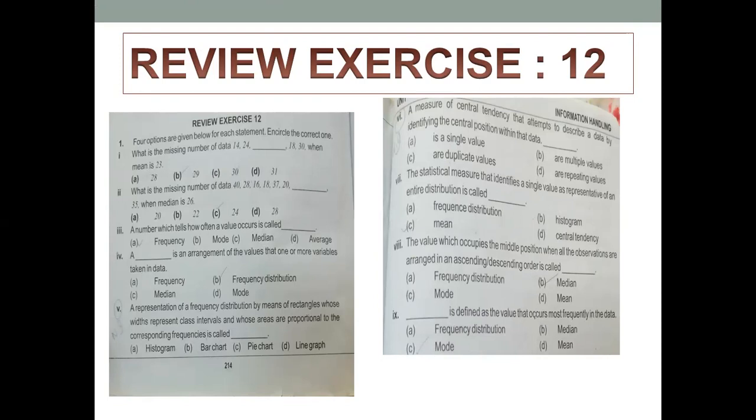Seven: the statistical measure that identifies a single value as representative of an entire distribution is called the mean. The value which occupies the middle position when all the observations are arranged in ascending or descending order is called the median. Dash is defined as a value that occurs most frequently in the data, and that is called the mode.